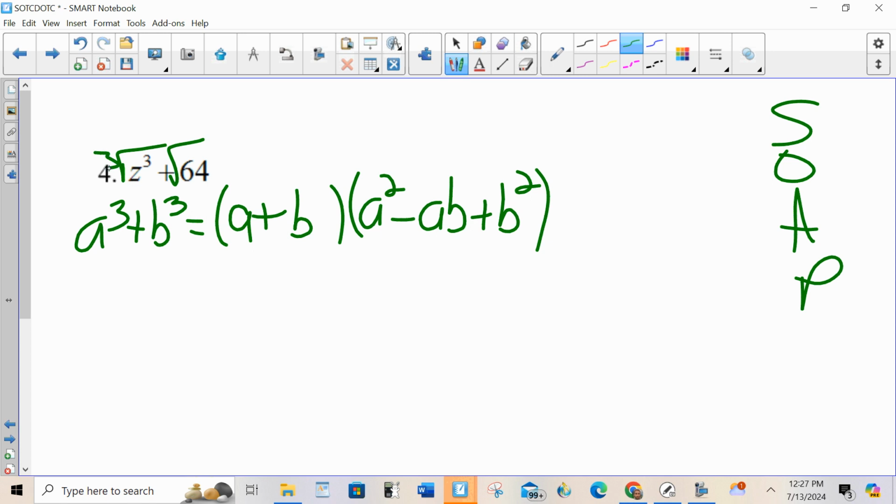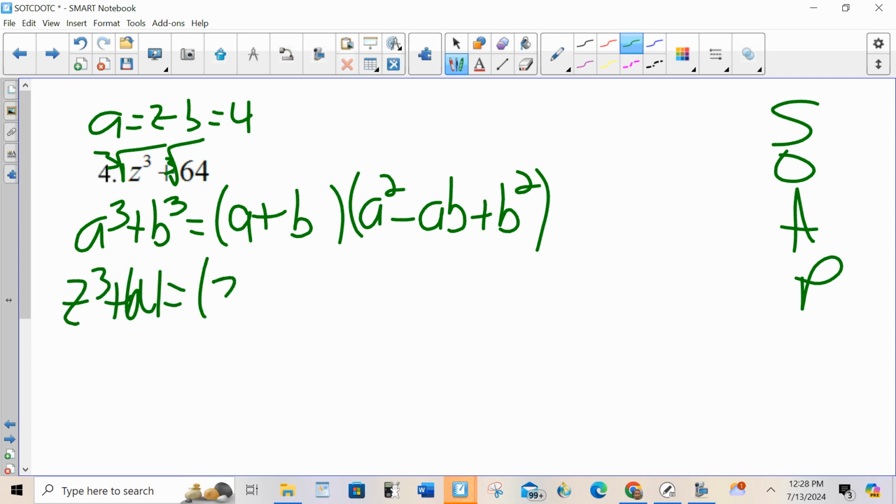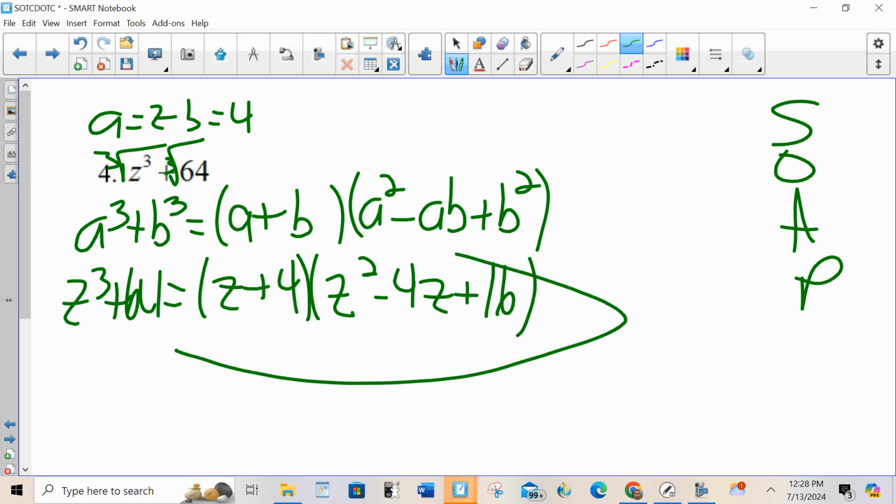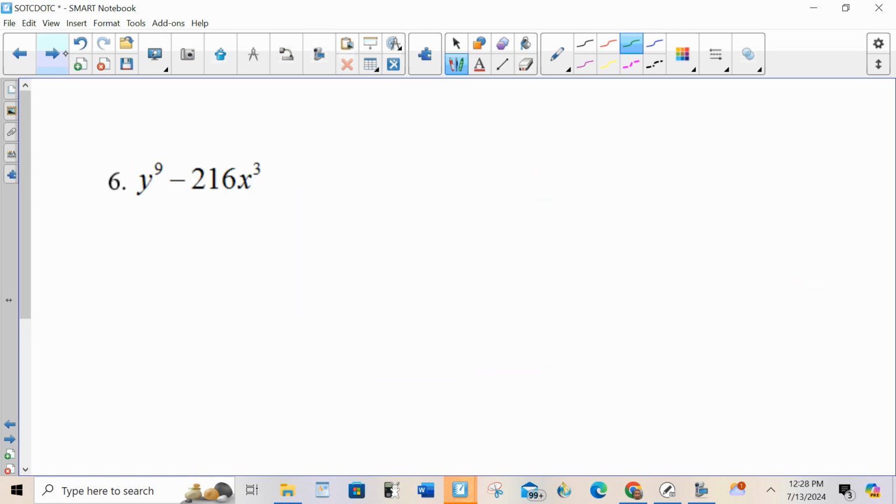Take the cubed root of each. The cubed root of z cubed is z. The cubed root of 64 is 4. z cubed plus 64 equals z plus 4, z squared minus 4z plus 4 squared is 16. That's it. Let's do one that's a little bit trickier.